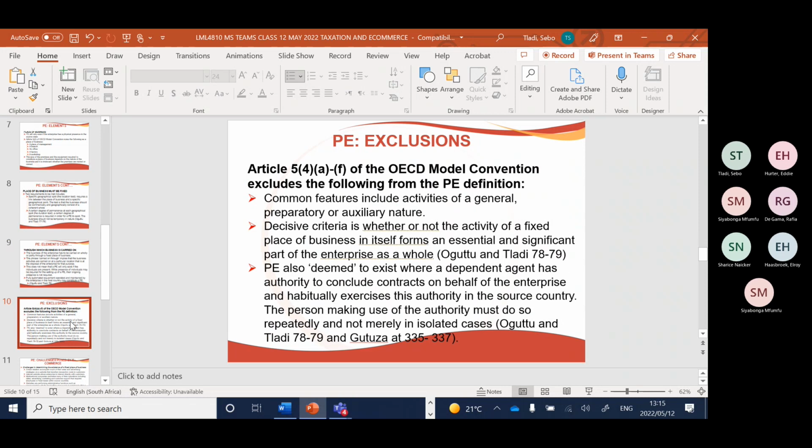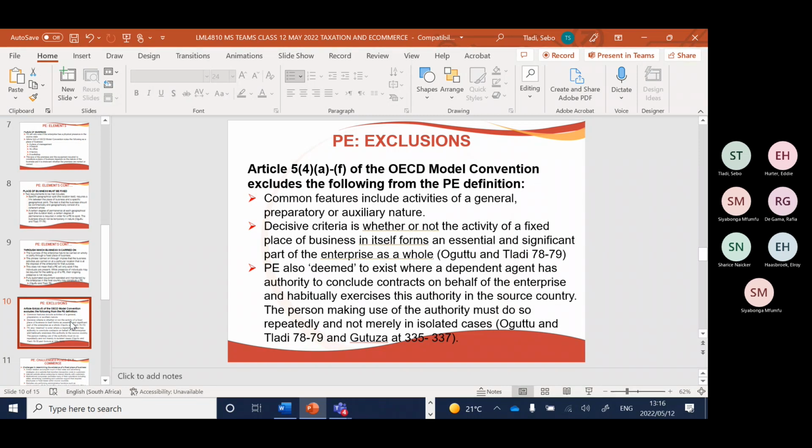Now, the exclusions, as outlined in Article 5.4(a) to (f) of the OECD Model Convention, are the things that are excluded from the PE definition we have just outlined. These common features include activities of a general preparatory or auxiliary nature. A decisive criterion is whether or not the activity of a fixed place of business in itself forms an essential and significant part of the enterprise as a whole.